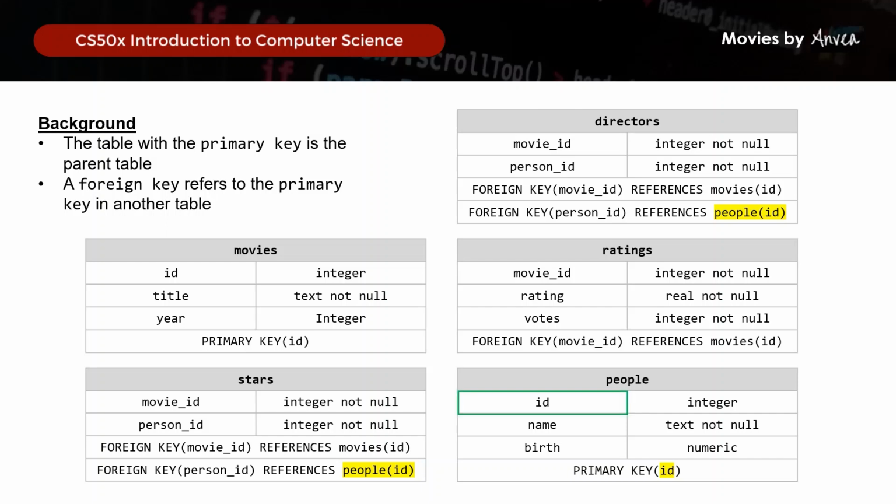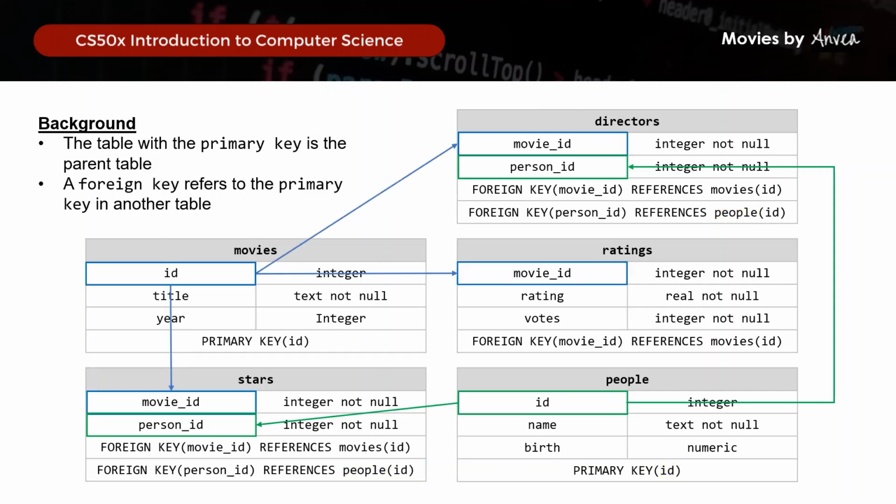Likewise, notice that in the table called people, the ID is the primary key. In the tables stars and directors, there is a foreign key called person ID, which references the ID field within the people table. So this means that the person ID field can be used to connect these tables to the parent table called people. So from this illustration alone, you can see that we can start to have an idea about how we can connect these tables together to obtain the data that we need.